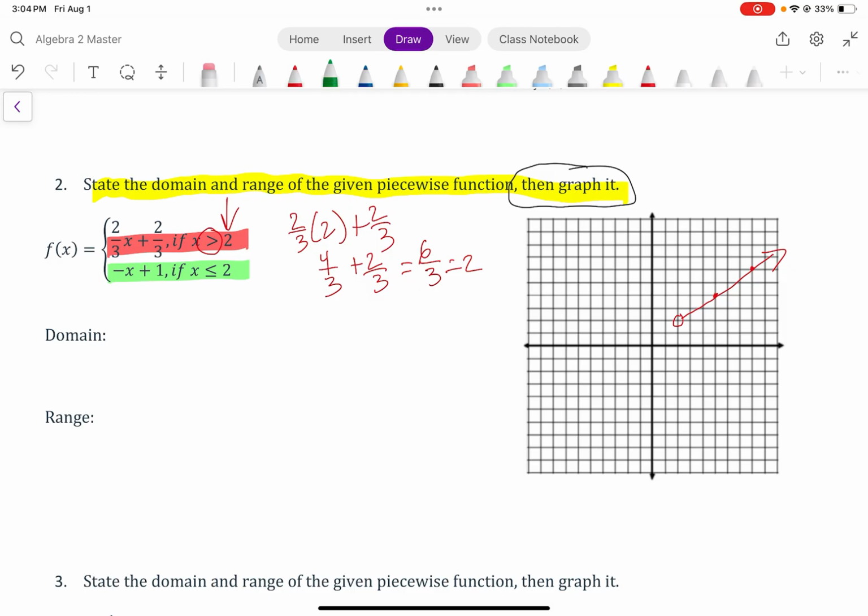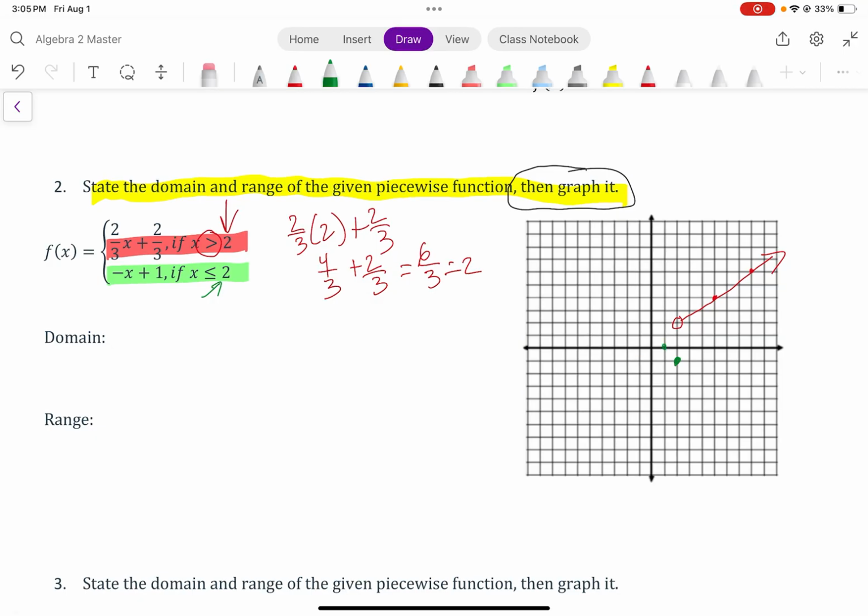Now to the green one, well, this one should be very easy. I'm still going to start at x equals 2 because this time I will have a closed circle. And when x is 2, that becomes -2 plus 1, which is -1. Then I'm going to go -1 for a slope, but since I'm going to the left of 2, x is less than or equal to 2, I'm going to go up 1, left 1. I can put as many dots as I want, but I should be going through my y-intercept of y equals 1. I have my arrow going that way.